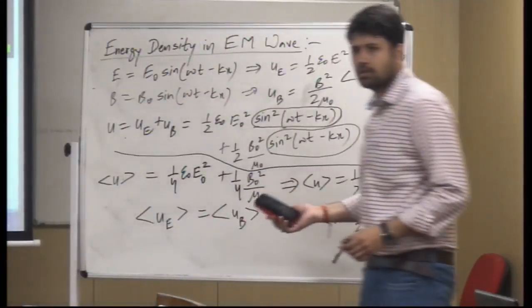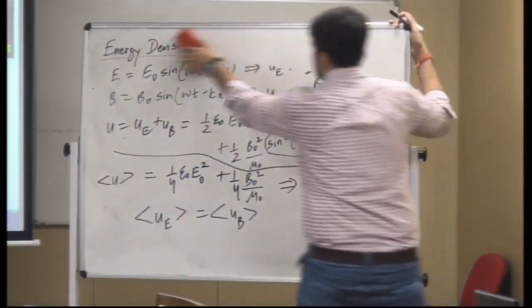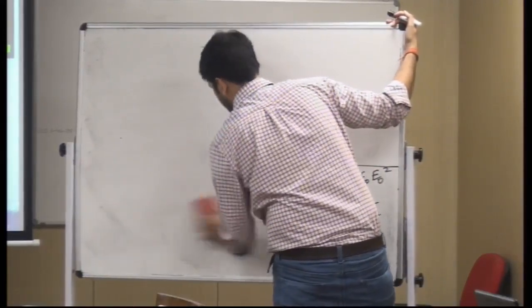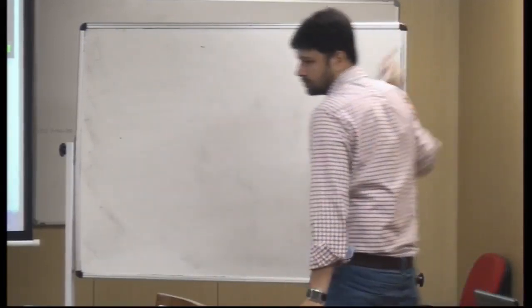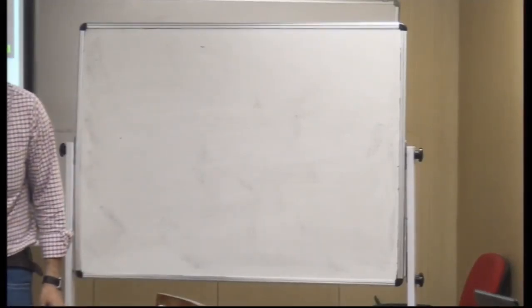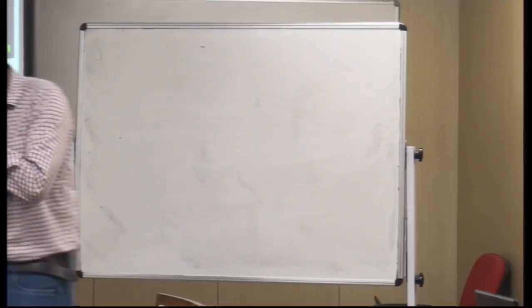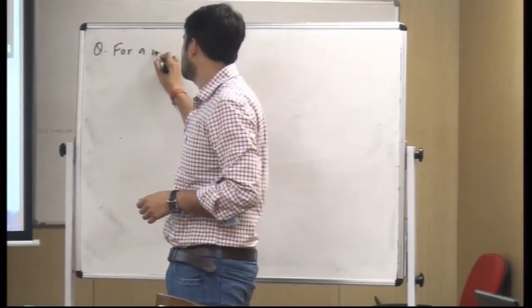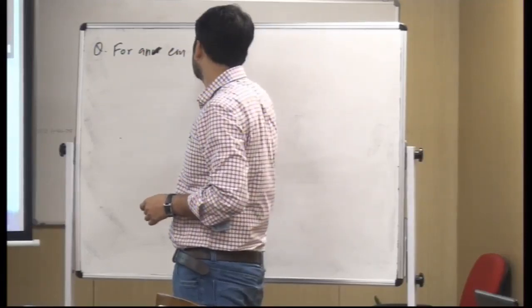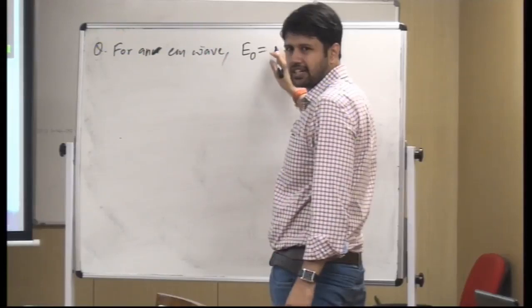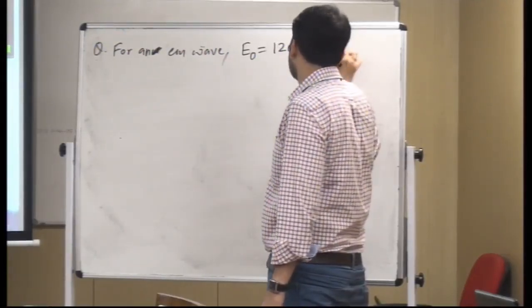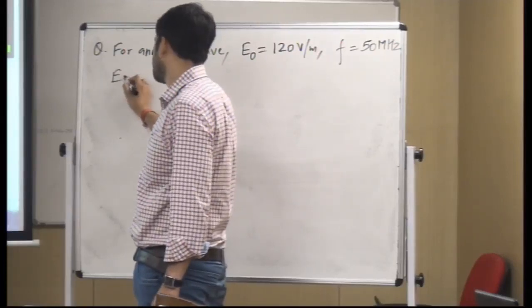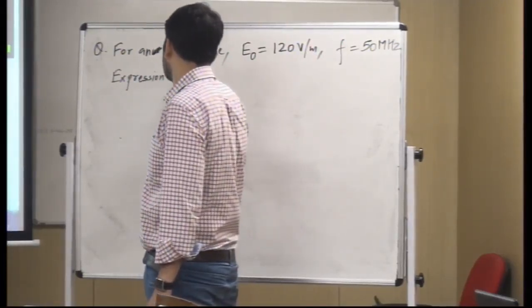Can we continue? Okay, done. So now, a question. For an EM wave, the peak electric field is 120 volt per meter and the frequency is 50 megahertz. You need to find the expressions for E and B.